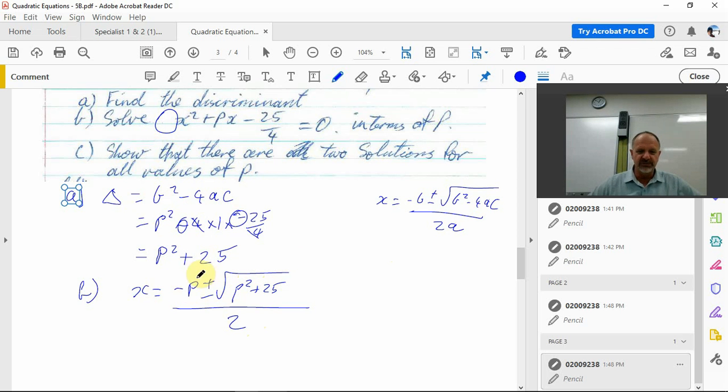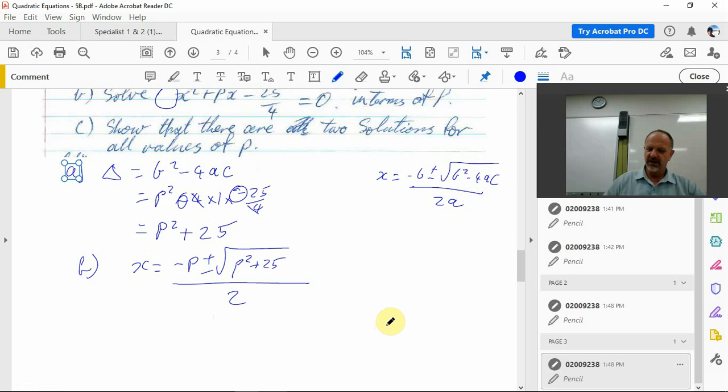Well, this is in terms of p, so whenever it says in terms of, it means that you're going to have that in the answer. So I've got p in the answer. Then show there are two solutions for all values of p. So remember, it's the discriminant that we're looking at. So for part c, the discriminant is equal to p squared plus 25.